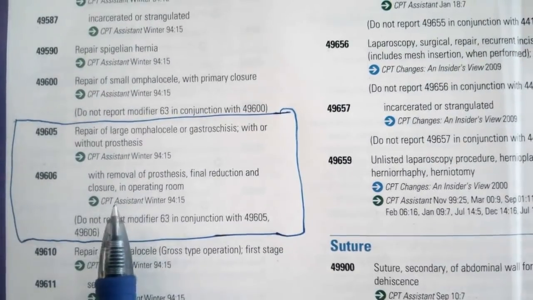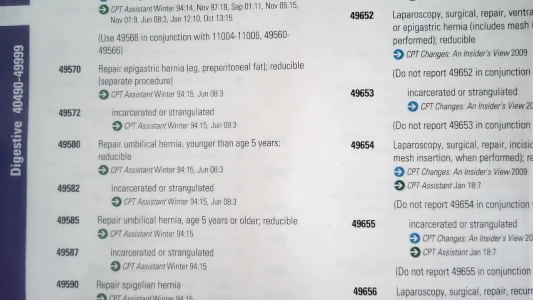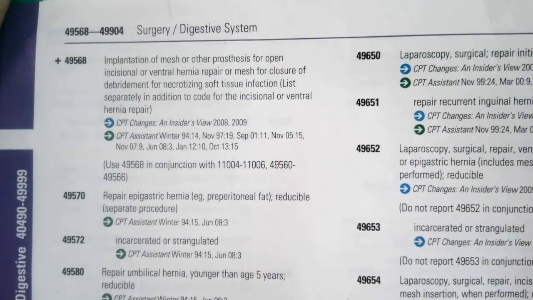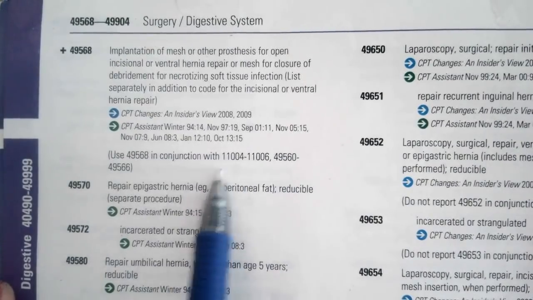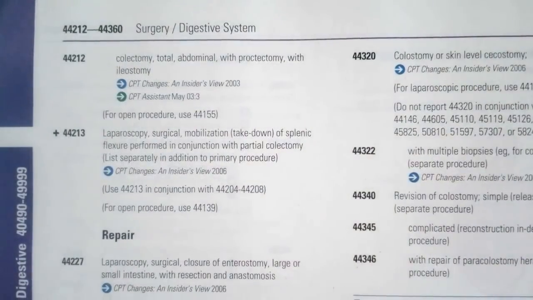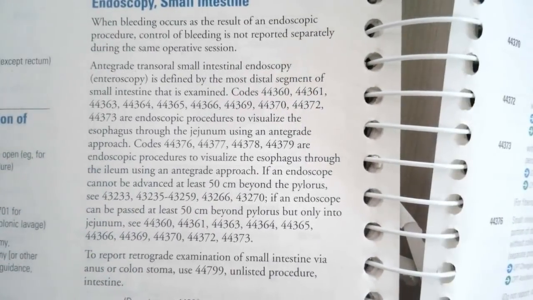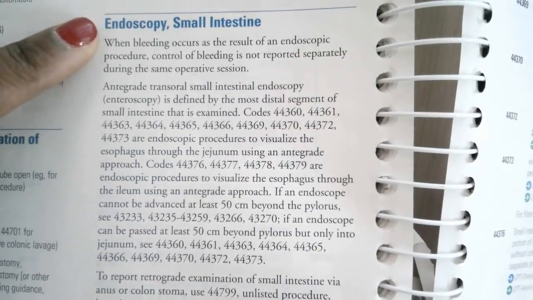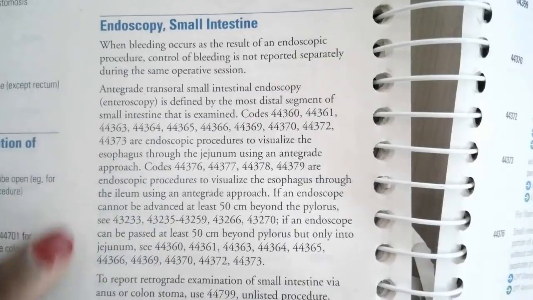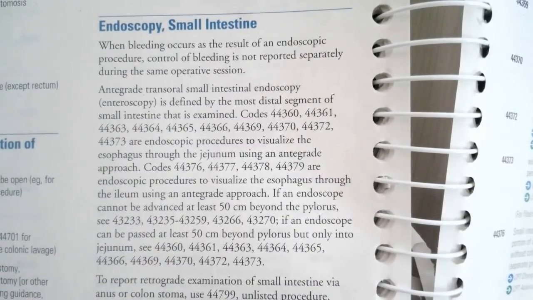Oh, look, guys, here is a reference to CPT Assistant. Remember, that's an additional reference outside of the manual. Here is an add-on code. And look, guys, more parenthetical notes. Other notes that you're going to see in a section, these are known as subsection notes. So if you're utilizing this code family here, you want to be sure to read all the notes that pertain to this family.